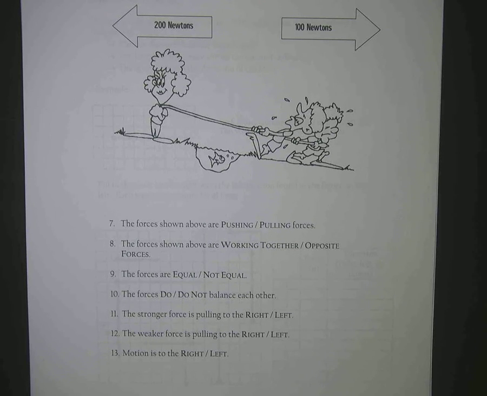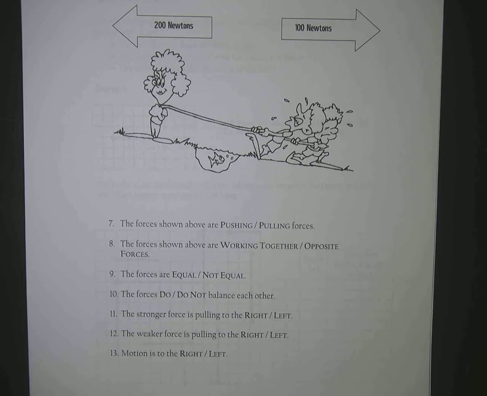Number 7. The forces shown above are pulling. Number 8, the forces shown above are opposite. Number 9, the forces are not equal. Number 10, the forces do not balance each other. Number 11, the stronger force is pulling to the left. The weaker force is pulling to the right. So the motion will be to the left. Okay, you look at the arrows. You look at how much force is going each way. That's how you answer those questions.